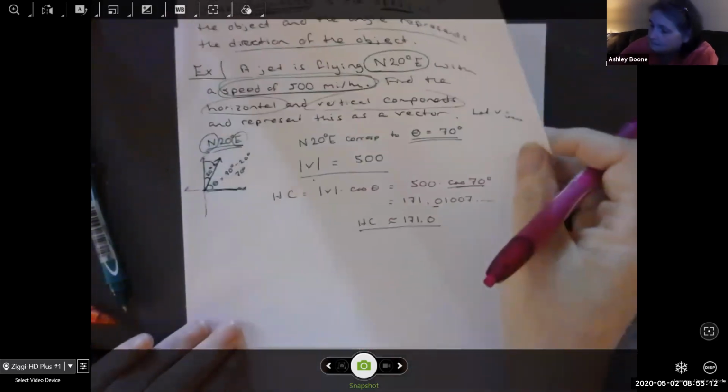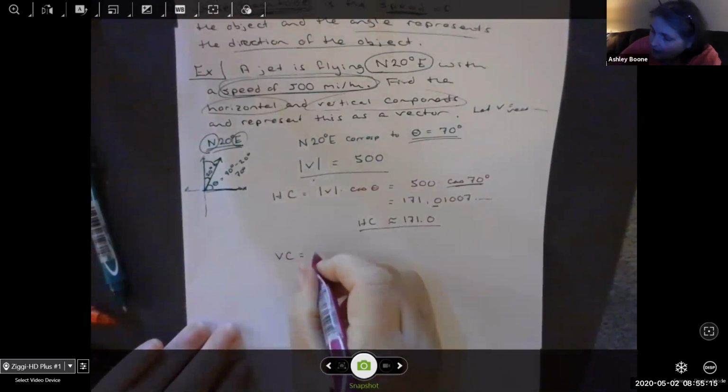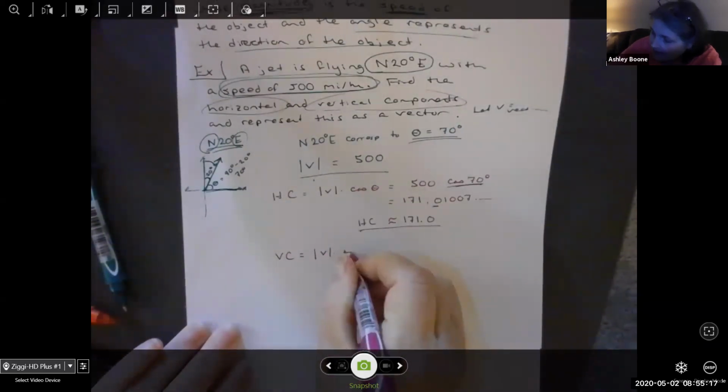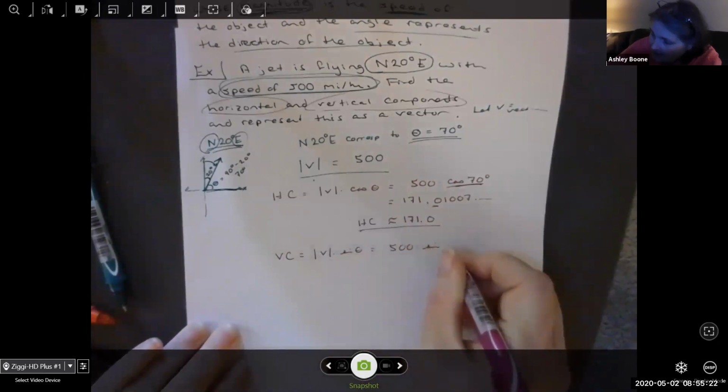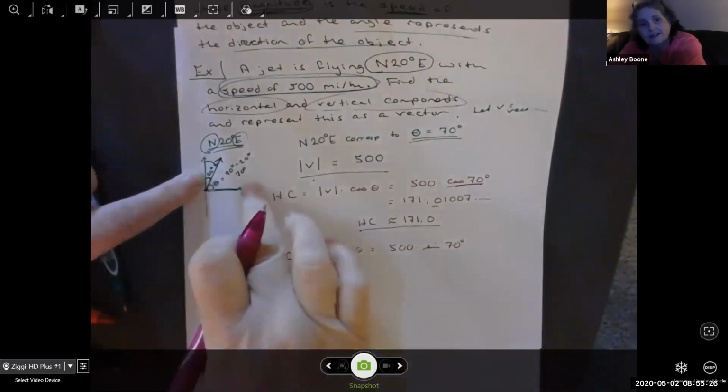The vertical component is the magnitude of the vector times the sine of the angle. So that would be 500 times the sine of 70 degrees. Now keep in mind, with a 70-degree angle, we're going to the right and up.